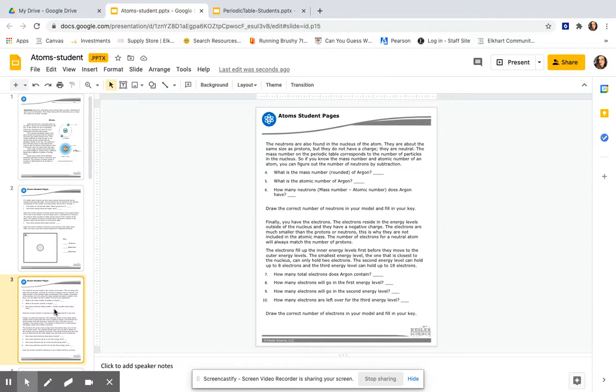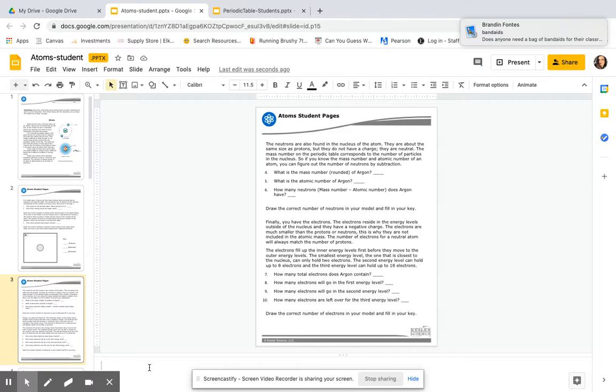The neutrons are also found in the nucleus of the atom. They are about the same size as protons, but they do not have a charge. They are neutral. The mass number on the periodic table corresponds with the number of particles in the nucleus. So if you know the mass number and the atomic number of an atom, you can figure out the number of neutrons by subtraction. Once again, I will put in the website here for you to utilize.